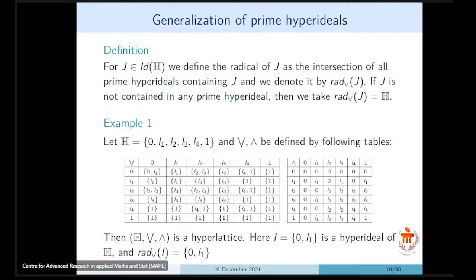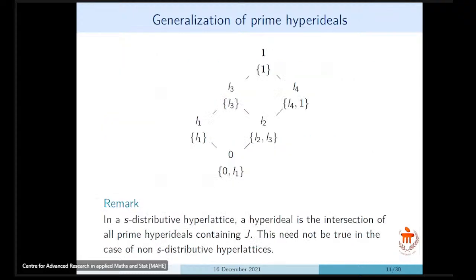This is an example of a join hyperlattice where the operations join and meet are given by these tables. And this is a diagram representing the hyperlattice. Usually we cannot represent a hyperlattice with a diagram, but there are some classes of hyperlattices which we can represent through a diagram. So we have made an attempt to represent some special classes of hyperlattices through a diagram. We know that in the case of a join hyperlattice, join is a hyperoperation and meet is a classical operation.